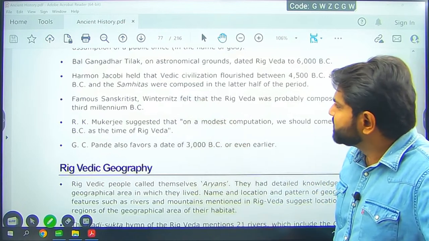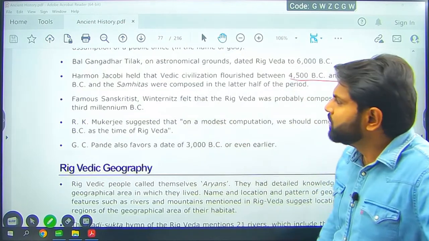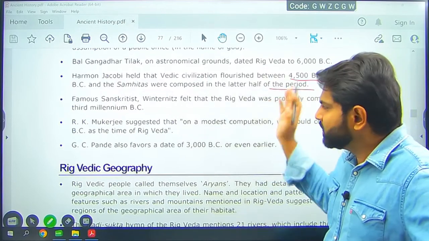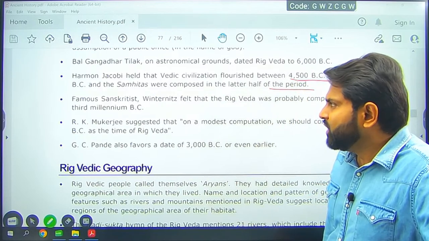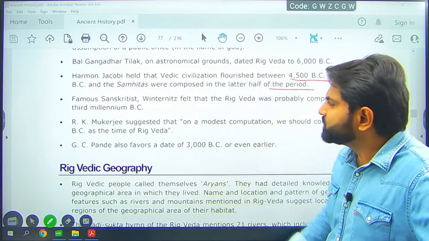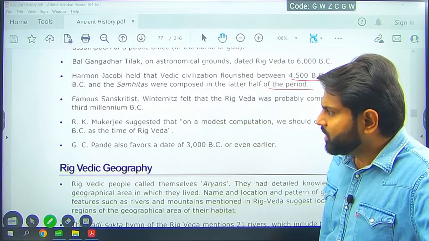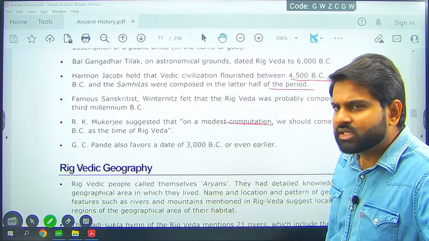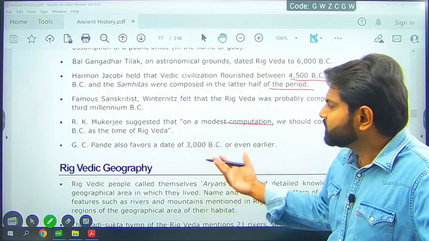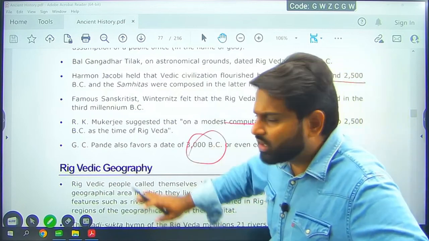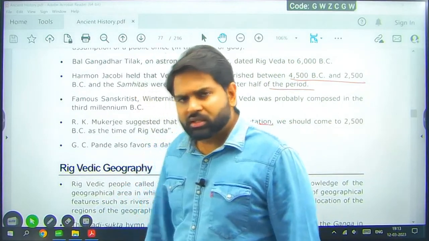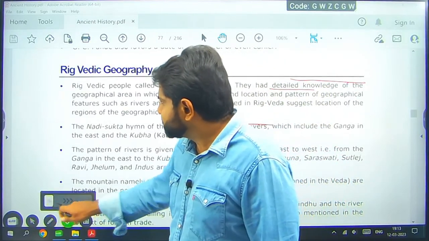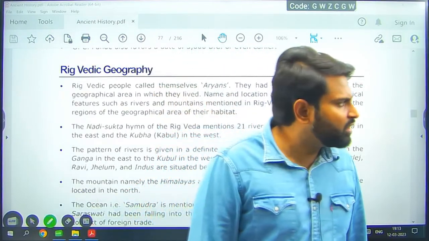Hermann Jacobi held that Vedic civilization flourished between 4500 BC to 2500 BC, and the Samhitas were composed in the later half of that period. The famous Sanskritist Winternitz felt that Rig Veda was probably composed in the 3rd millennium BC. R.K. Mukherjee suggested that one of the modest computations we should go with is 2500 BC for the Rig Veda. Pandey also favors a date of 3000 BC or even earlier. So imperialist scholars, national scholars, foreign accounts, everyone had a different opinion. There are criticisms and estimations about the date of Vedic civilization.